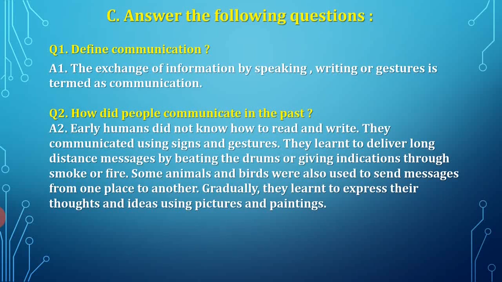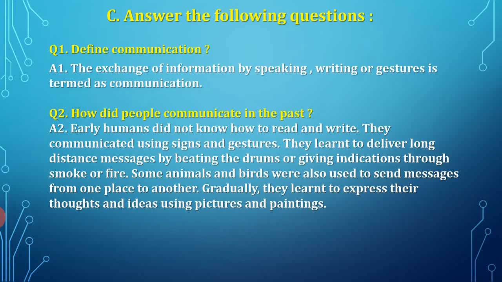Early humans did not know how to read and write. They communicated using signs and gestures. They learned to deliver long distance messages by beating the drums or giving indications through smoke or fire. Some animals and birds were also used to send messages from one place to another. Gradually, which means slowly, they learned to express their thoughts and ideas using pictures and paintings. Understood, children?